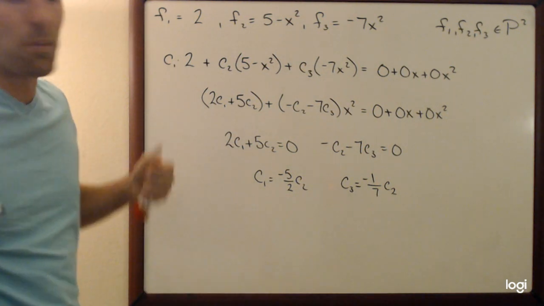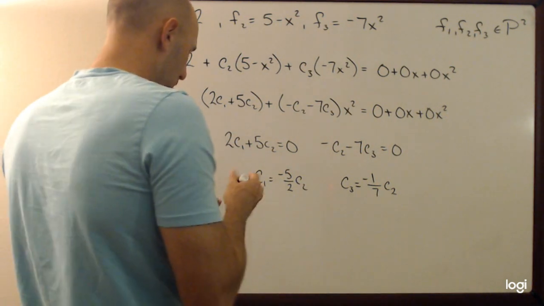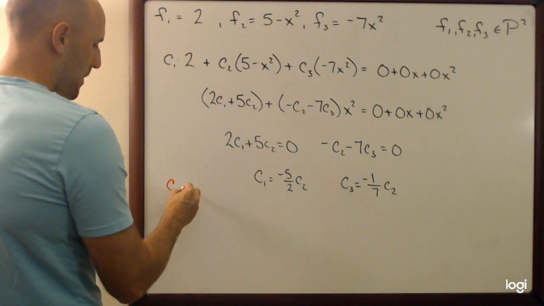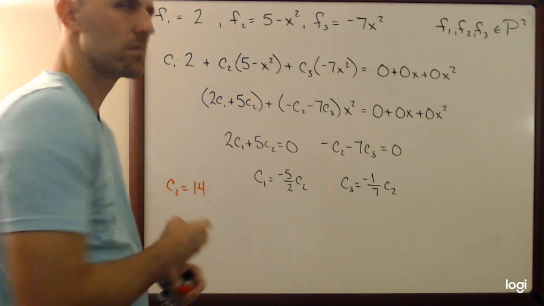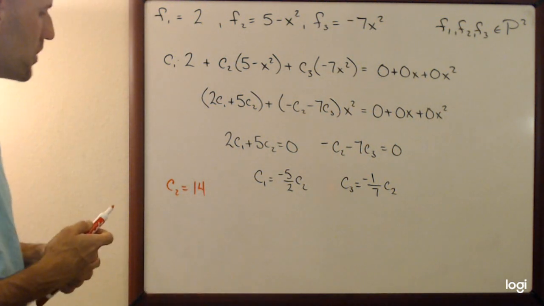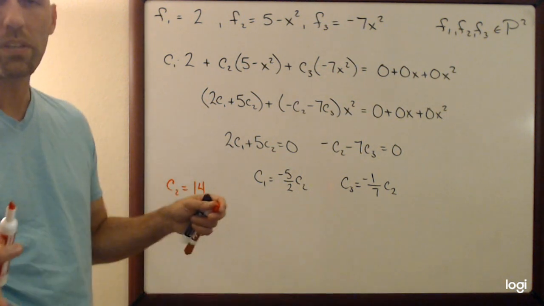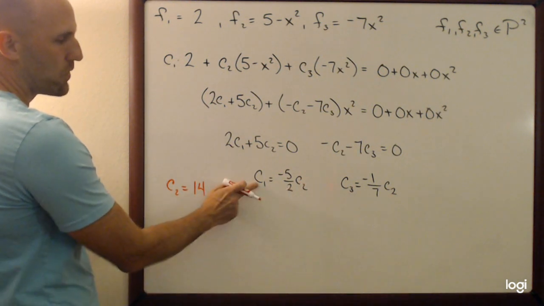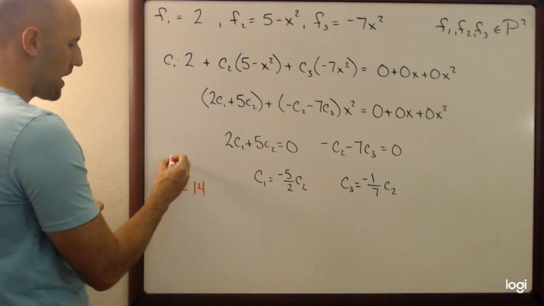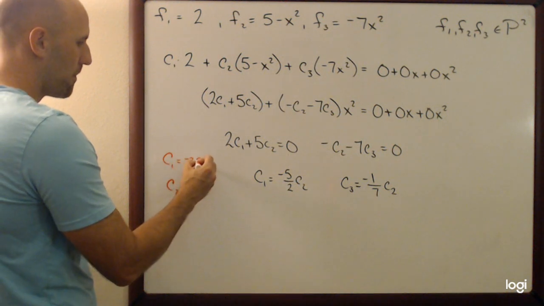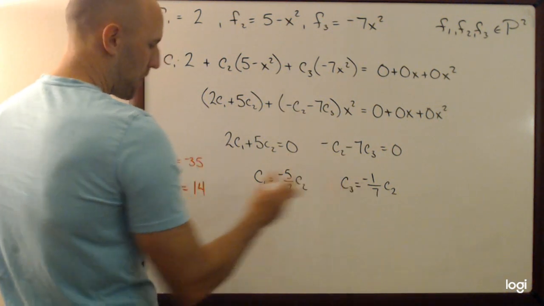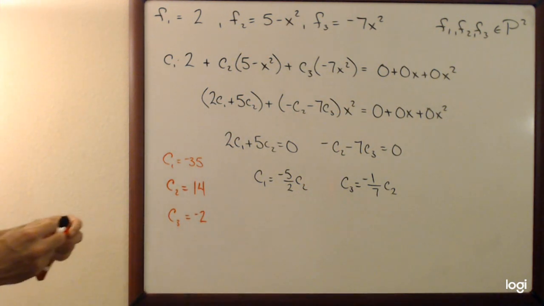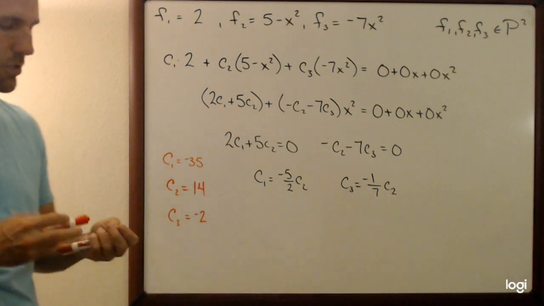So pick something. I choose C2 is equal to 14. Okay, because it's going to make some nice whole numbers. So it doesn't matter what you pick. You can pick C2 is equal to 1 and leave the fractions. It's fine, right? So if I pick C2 is equal to 14, notice that implies that C1 is equal to negative 35. Okay, it implies that C3 is equal to negative 2. Okay, so apparently negative 35, 14, and negative 2.